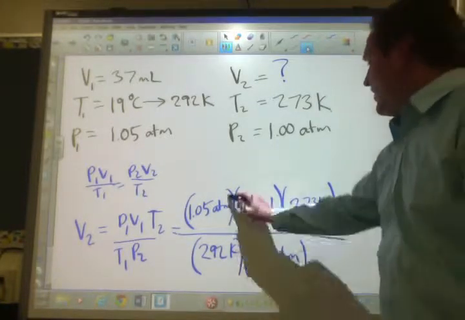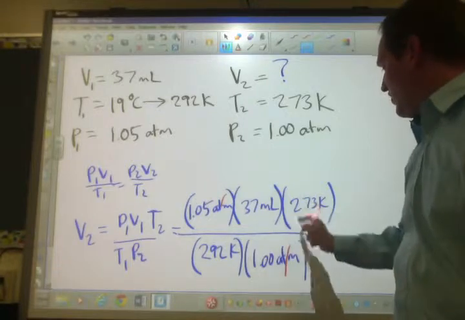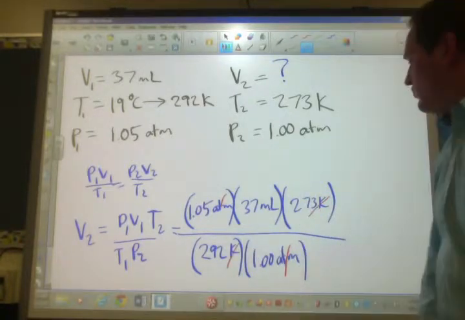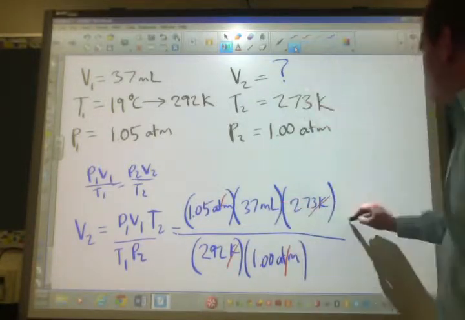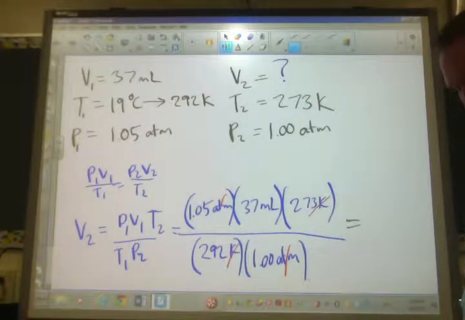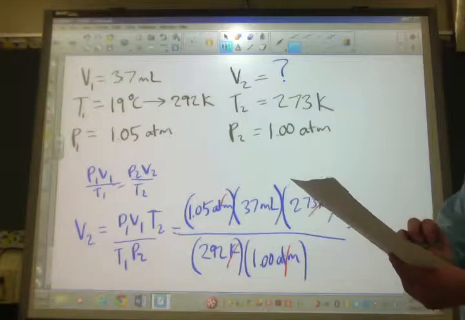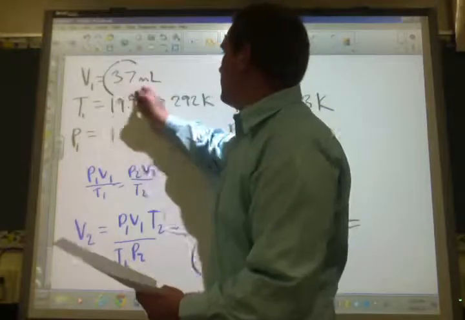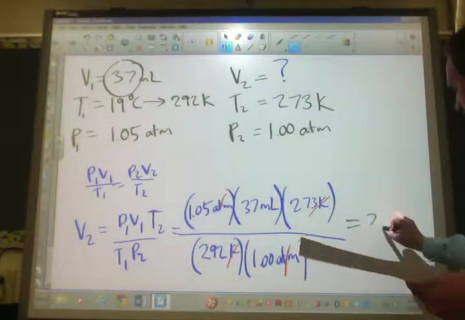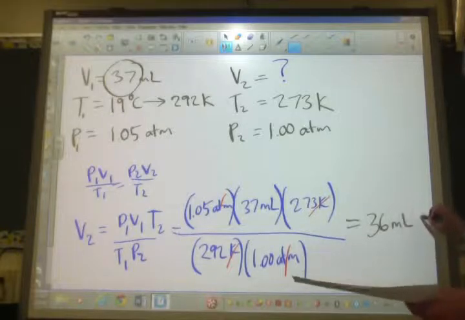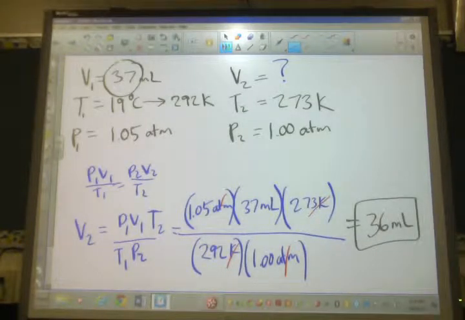Check our units. Atmosphere cancels atmosphere. Kelvin cancels Kelvin. We're left with milliliters, which is correct. Do the math. And with 2 sig figs, because my volume is 2 sig figs, 36 milliliters. Okay? And if you're watching this and haven't done the lab yet, this is the type of calculation you're probably going to have to do during the lab.